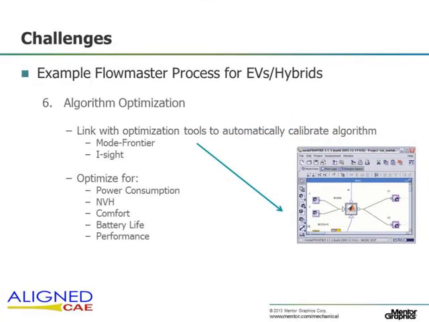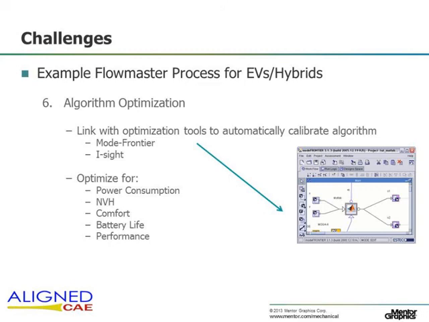The sixth step involves algorithm optimization. Algorithm optimization is typically done either in a climatic wind tunnel or out on the road. It's a very time-consuming activity. What we like to do is get a good idea of our calibration factors in our lookup tables before doing any vehicle testing.